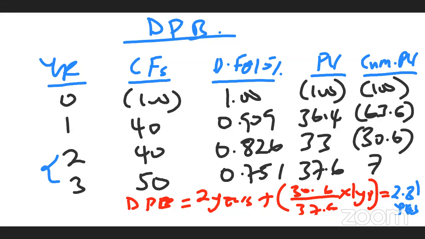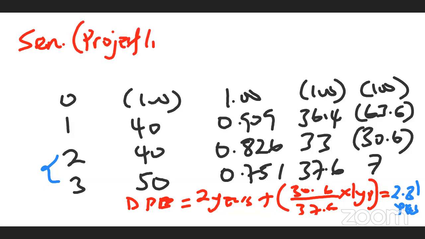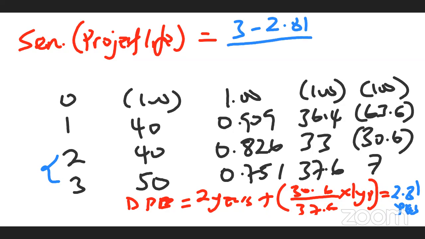Okay. So let's now calculate the sensitivity to the project life. So sensitivity to the project life will be equal to the project life, which is 3 years, minus the discounted payback, 2.81, over 3 times 100. So let's see. So 3 minus 2.81 over 3 times 100. And that would be 6.33%.